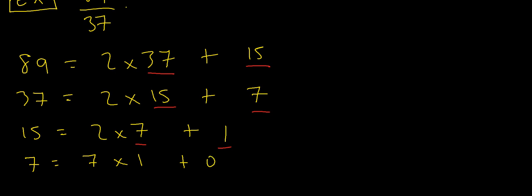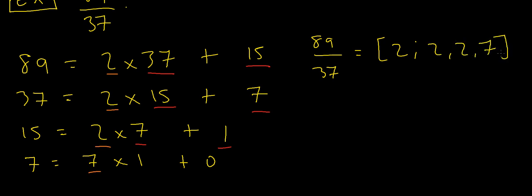Okay, so what was the point of doing all this? Well, it turns out that the continued fraction expansion can be easily seen just by looking at the coefficients of the expressions on the right-hand side. And in this case, the coefficients were 2, 2, 2, and 7. And that immediately tells us that the continued fraction expansion of 89 over 37 is 2 followed by 2, 2, and 7.